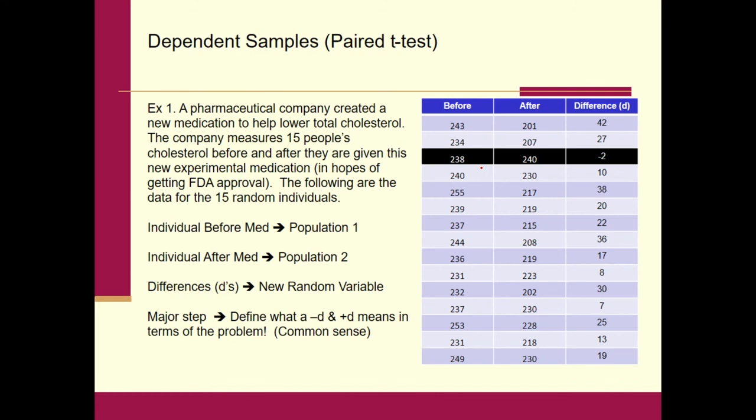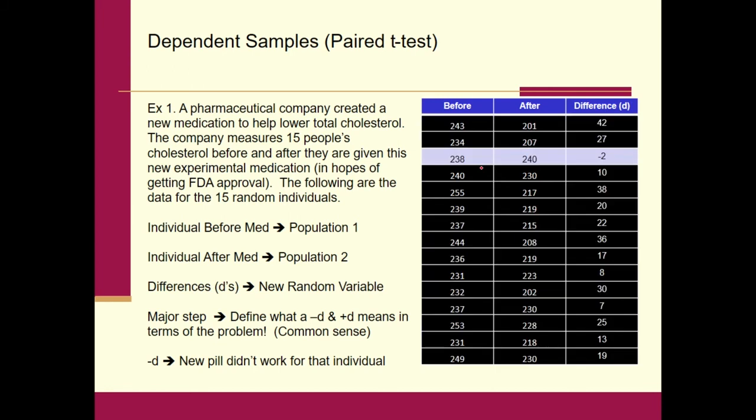All right. So that was the only place a negative D occurred. Okay. So negative D, sorry, I said P. Negative D means that the new pill didn't work for that individual. And a positive D, which is every place else, the pill did work for that individual. And if you keep this idea of negative D and positive D in mind, things will be so much easier going forward for you. You'll see why.